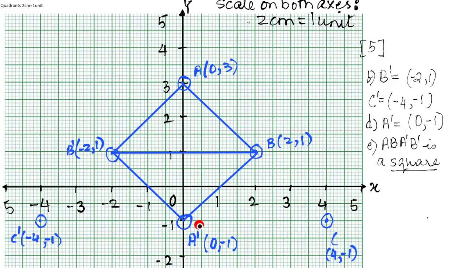C is reflected in y-axis. There are 4 units here. So if this is 4, we go to minus 4 up to here. This is your C dash. This will be minus 4, minus 1. And we had to write that also.